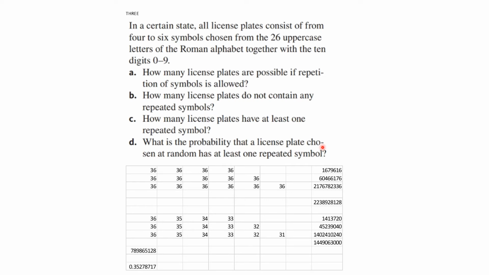And then part D asks, what is the probability that a license plate chosen at random has at least one repeated symbol? Well, that's going to be the answer to C, how many have at least one repeated symbol, divided by the answer in A, the total number of possibilities that can happen. You do that division, taking this number and dividing it by that number, and you get 0.352 and so on and so forth. So that is your answer to D.